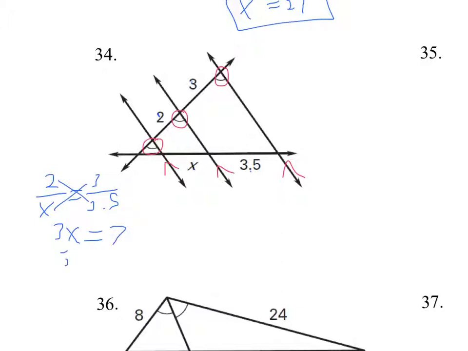So divide both by 3, and there's a few different ways you could give your answer. x equals 7/3, or 2 1/3, or 2.3 repeating. That would also be fine. I'd probably go with the 2 1/3.